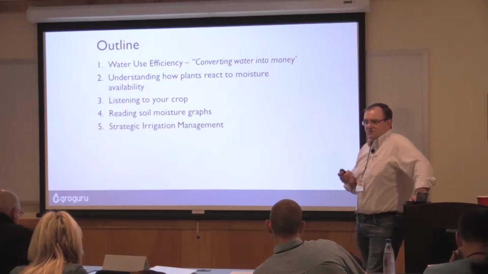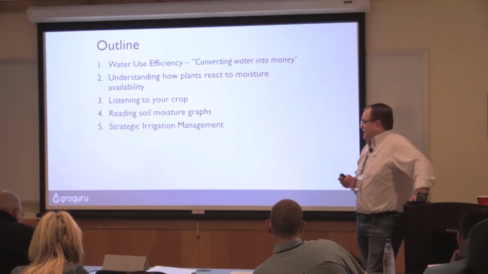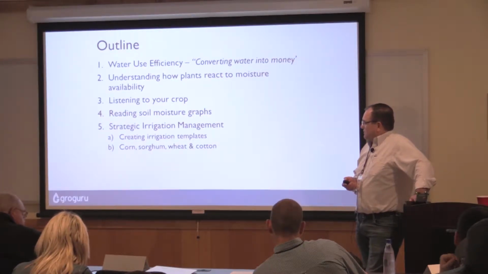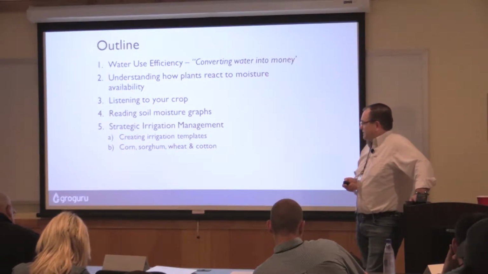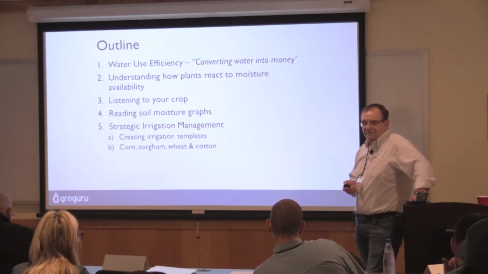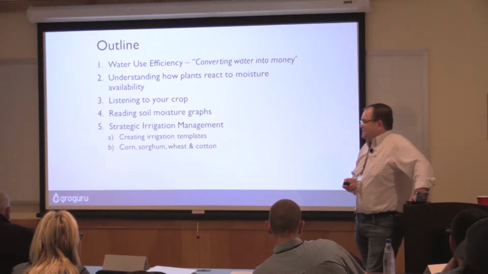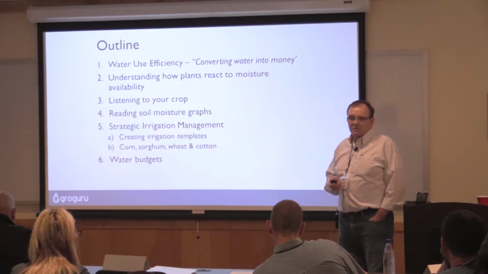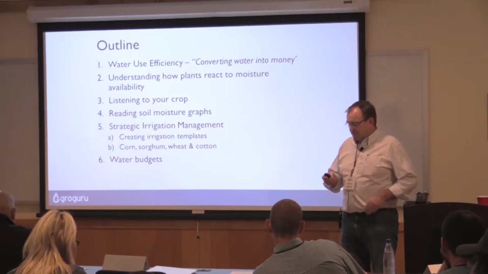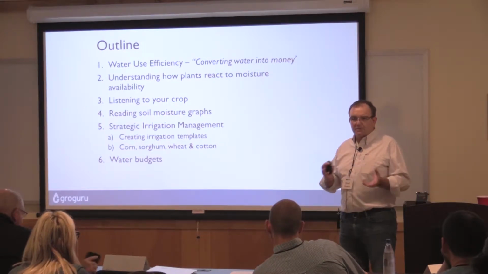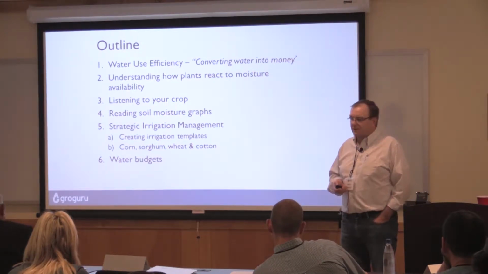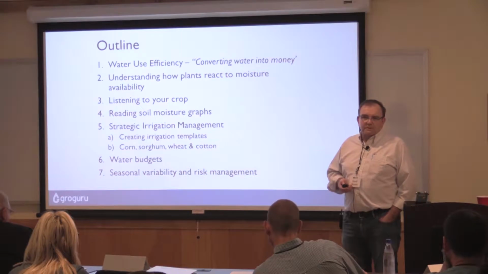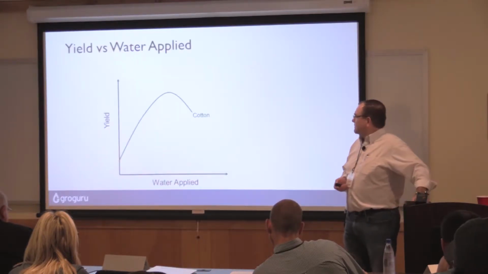Different crops have different strategies. There's the right amount of water to put on at the right time, and that's what strategic irrigation management is all about. So we're going to look at some different templates for different crops. I could probably cross out wheat because it's a poverty grass, as some people call it, around here anyway. Then look at water budgets. Once again, we touched on that earlier this morning about splitting the pivot and using water in different ways to maximize your availability, or using what you have in the right way. And then just talk about risk management, season to season, year to year, that sort of thing.